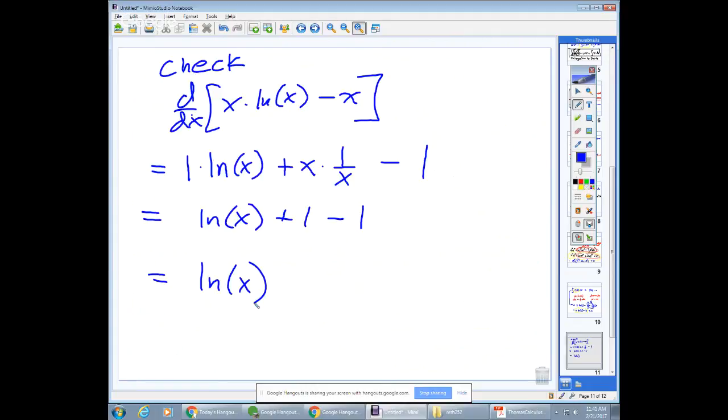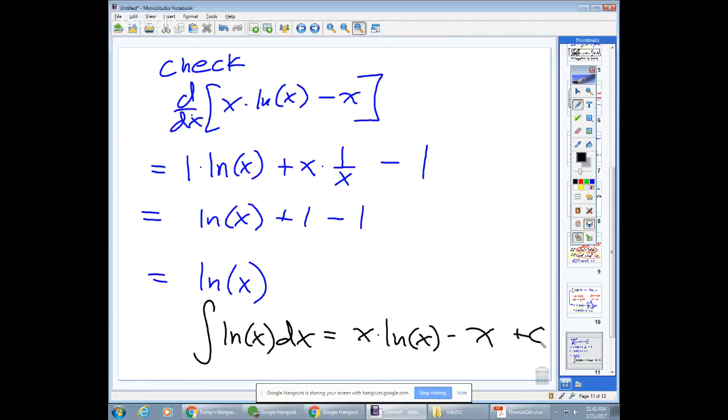So natural log of x does not have a straightforward antiderivative. It's rather complicated. So just to summarize, the integral of the natural log of x dx is equal to x natural log of x minus x, and then possibly plus a constant.